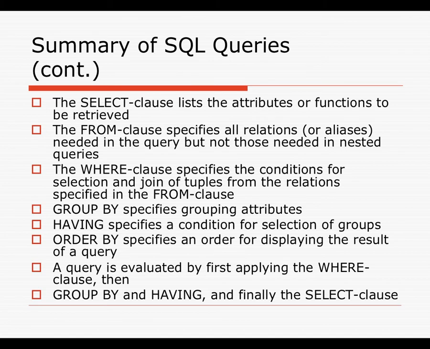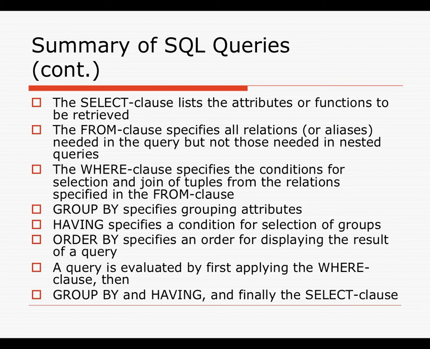Some more hints. The select clause lists the attributes or functions to be retrieved. The from clause will always specify all relations needed in the query. Okay, make sure that you're realizing that, because then the where clause is going to specify the conditions. Group by, as I mentioned, is going to specify how you are going to group. Having is going to be then an additional condition for the selection of the groups. Order by is going to specify how you're going to display the results.